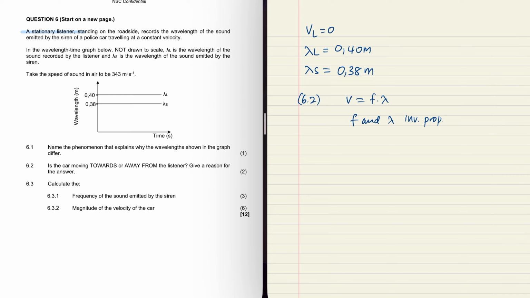So because we have a greater lambda L compared to lambda S, that means the frequency will be low. So we're going to have a low frequency. And since the frequency is lower, it means that the car is moving away.